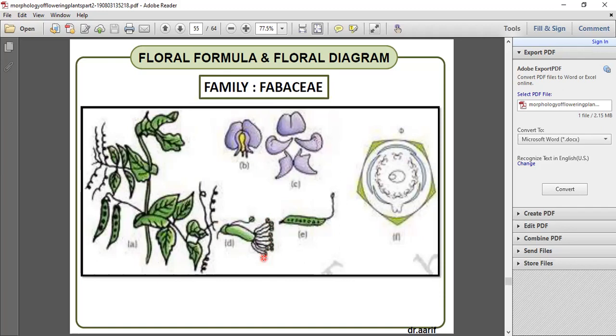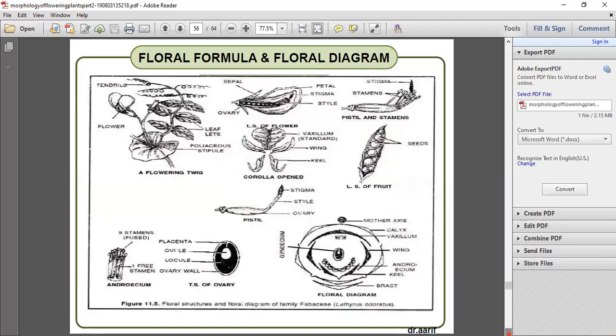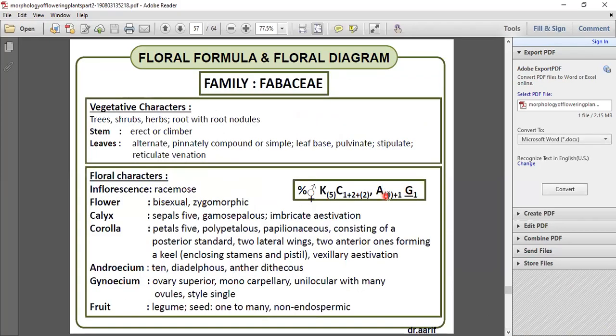Ma'am, 10. Total 10. If you have a close look into it, you will be able to see that 9 are in a bundle and this single one is alone. That's why these 9 stamens of the androecium are in a group and this one is the lonely one. So that's why it is written as A9 plus 1. And then G1, why G1?